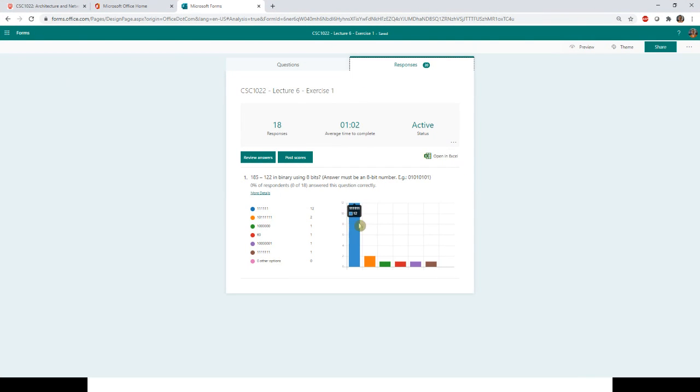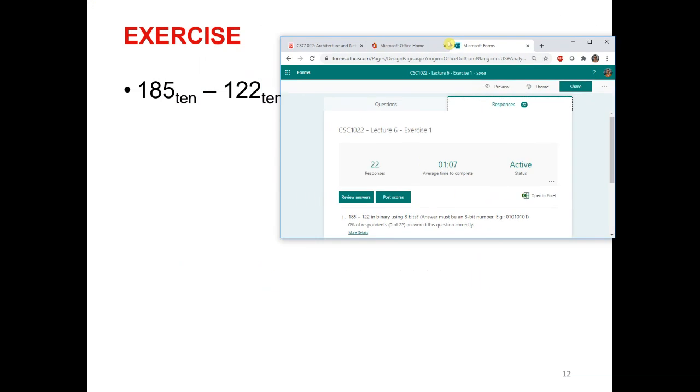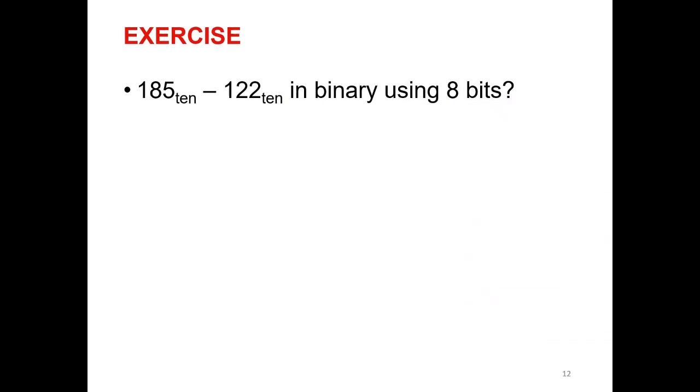Okay, most of you got the correct answer. Someone is telling me that the form removes the leading zero. So yeah, that's a problem. It's not working very well, because it's removing the zeros. Okay, so no worries. At least you have tried it.